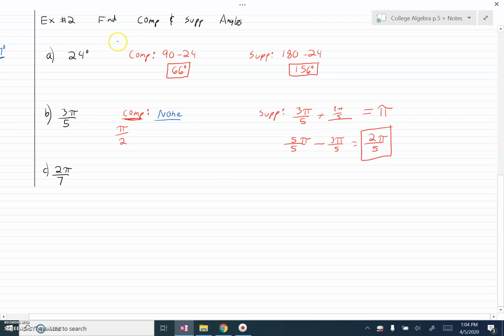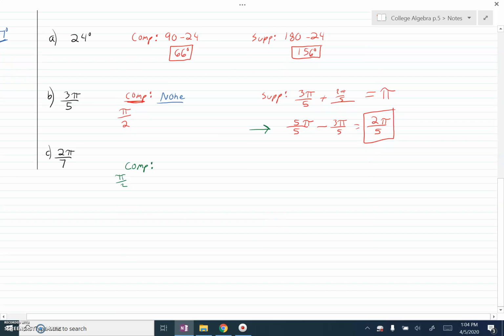Let's go with green maybe. So I'm looking at complementary. Complementary would add up to, again, I'm looking for pi over 2. So the two angles add up to pi over 2. I'm going to do it the same way I did here. So I'm trying to get to pi over 2. I'm doing pi over 2, subtract the angle they gave me, which is 2 pi over 7, and that will give me my answer.